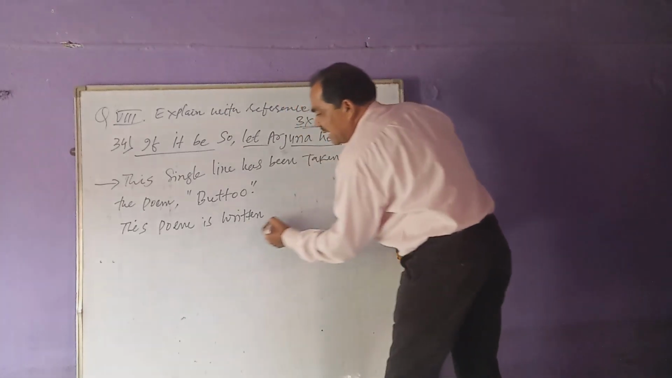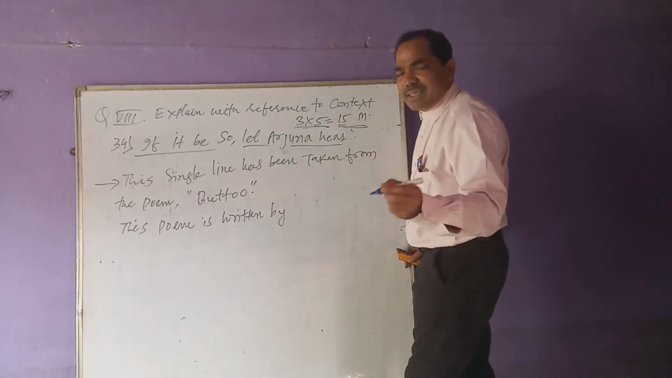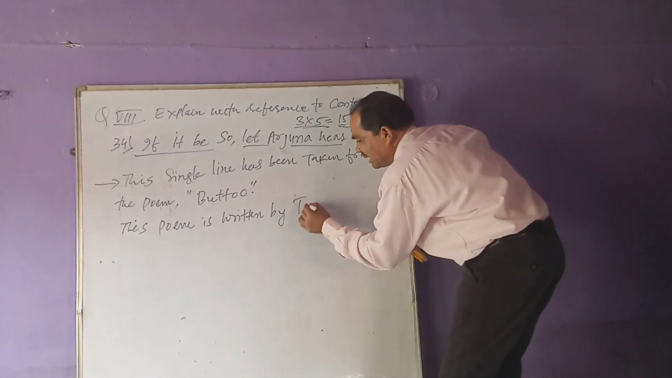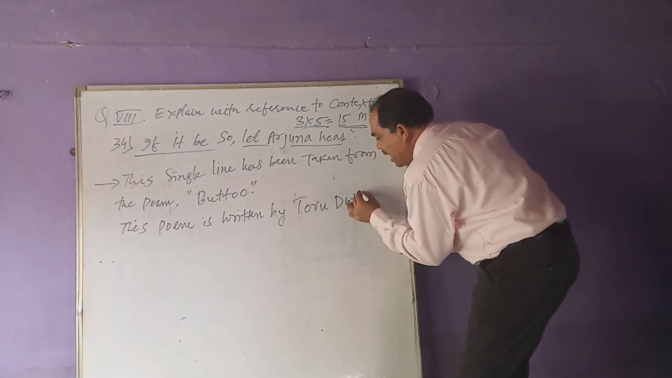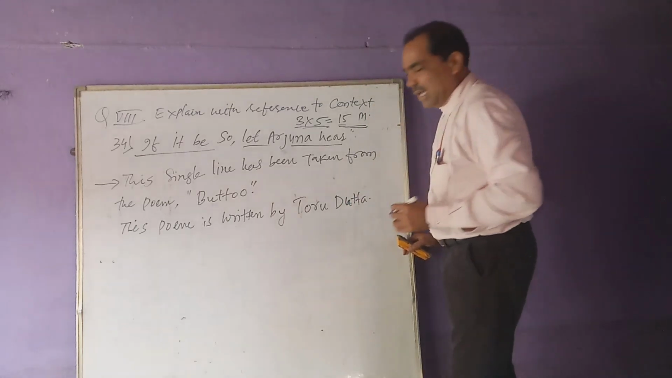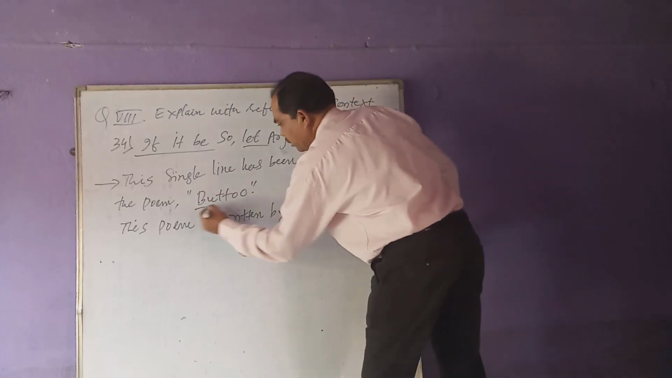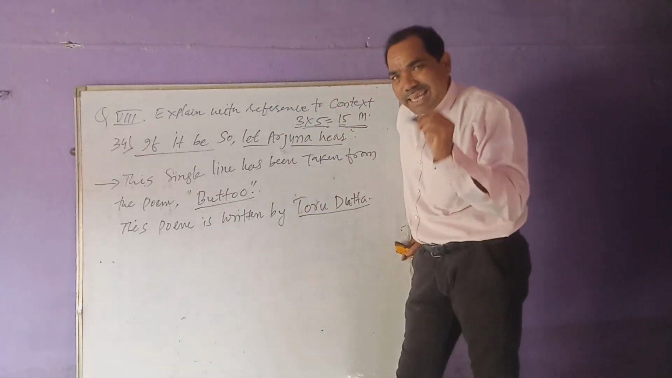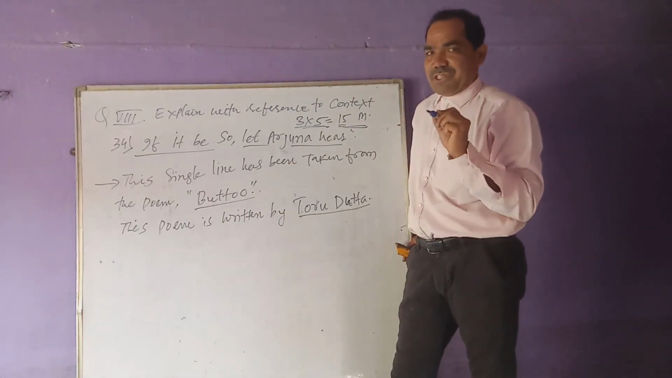This poem is written by, or this poem has been written by. Who has written this poem? Toru Datta. Understand? Toru hai, Toru. Okay. This poem has been written by Toru Datta. Now, over. The matter is finished here. Toru Datta, Bhutto. This is the 9th one, a poem in the 10th standard first language subject syllabus.